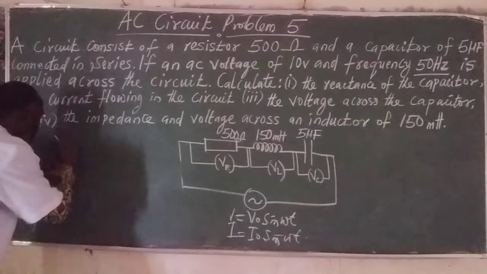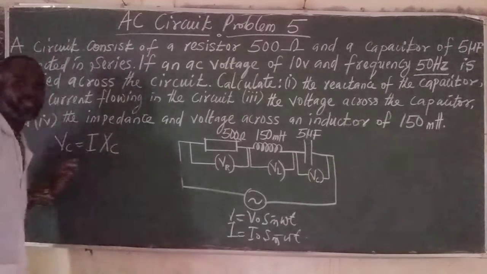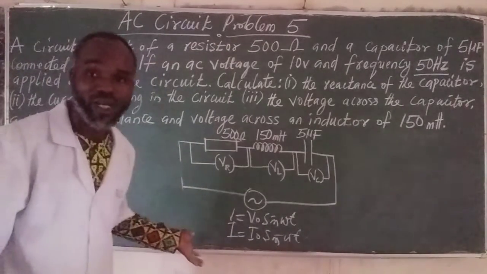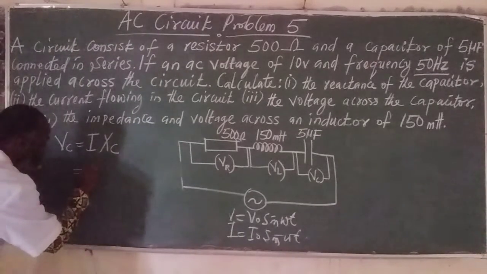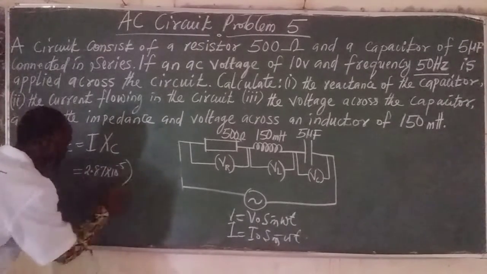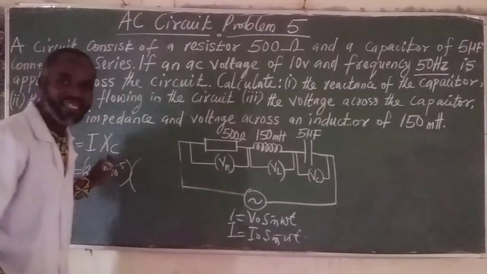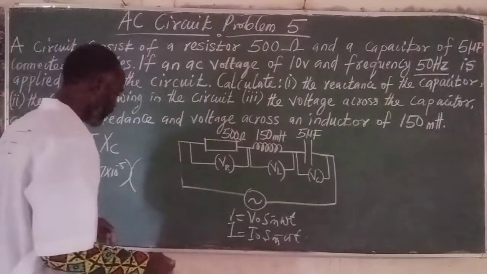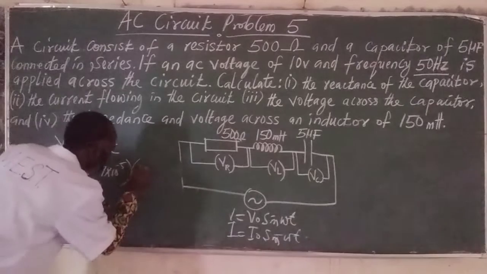So the capacitive voltage is given as I times XC. That's the capacitive voltage, right? So what we need to do is to substitute accordingly. By the time we do that, we have something like this. The current is already given as 2.87 times 10 raised to the power minus 5. That's the current flowing, times the value of the reactance of the capacitor, which is 636.62 ohms.